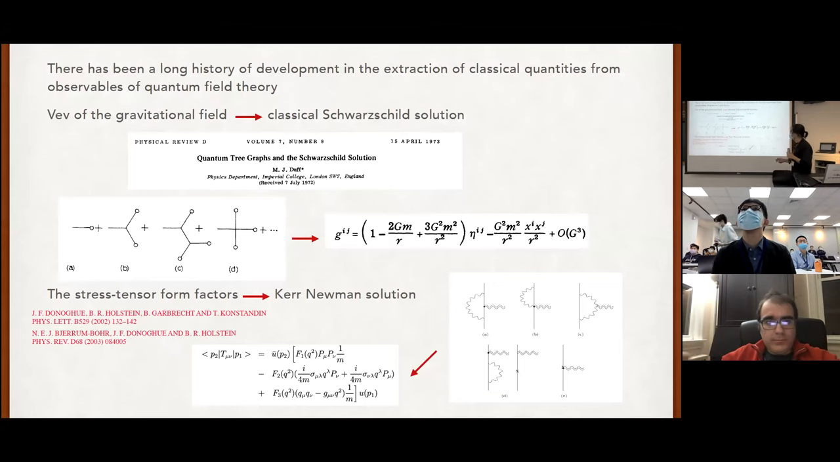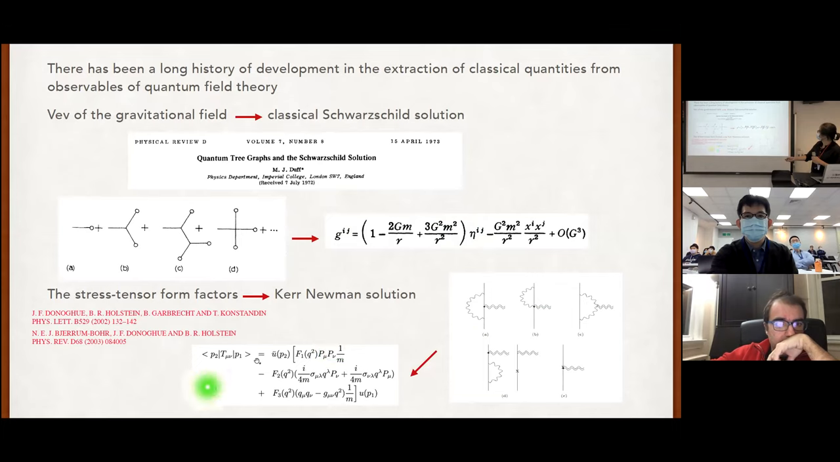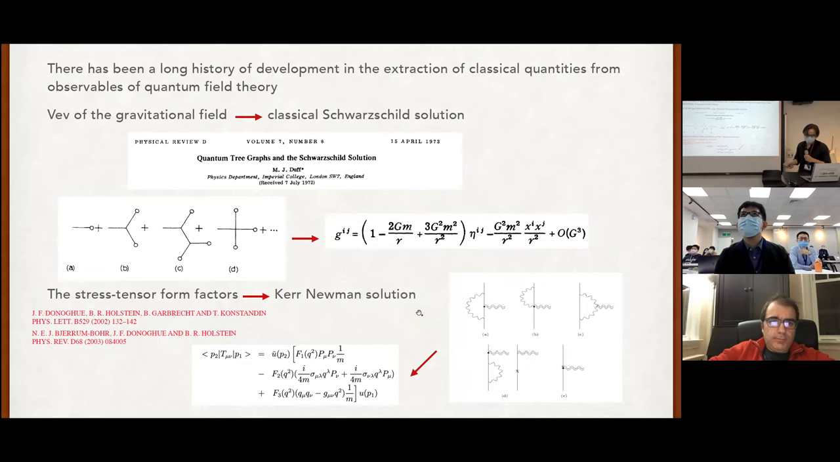There's been a long history of development on how to extract classical quantities from quantum field theory computations. Even in the early 70s, for example, Duff was able to reconstruct the Schwarzschild metric from a perturbative Feynman diagram. Later on, for Kerr-Newman, for example, when the black hole is charged, you can extract the form of the metric by computing the quantum corrections. Supposedly this is a quantum diagram, but there's actually a classical piece, and you can use this to extract the charged black hole solution perturbatively.